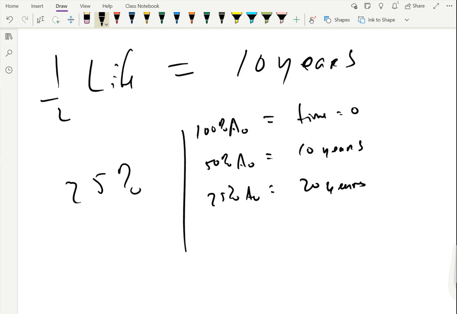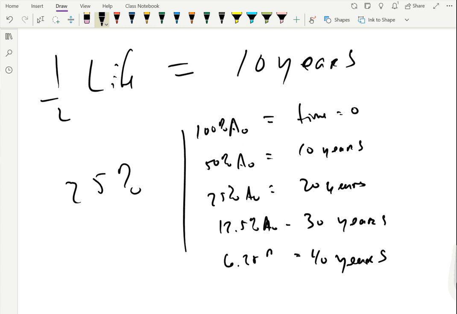If I took another 10 years, so in 30 years, I've got another half, so that would be 12.5%. If I do another 10 years, so in 40 years' time, I got half of that, so that's 6.25% of a sub 0.